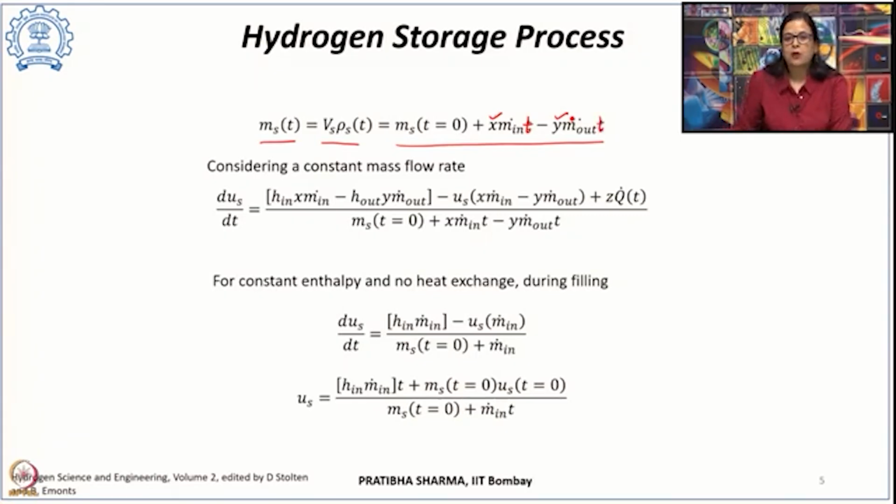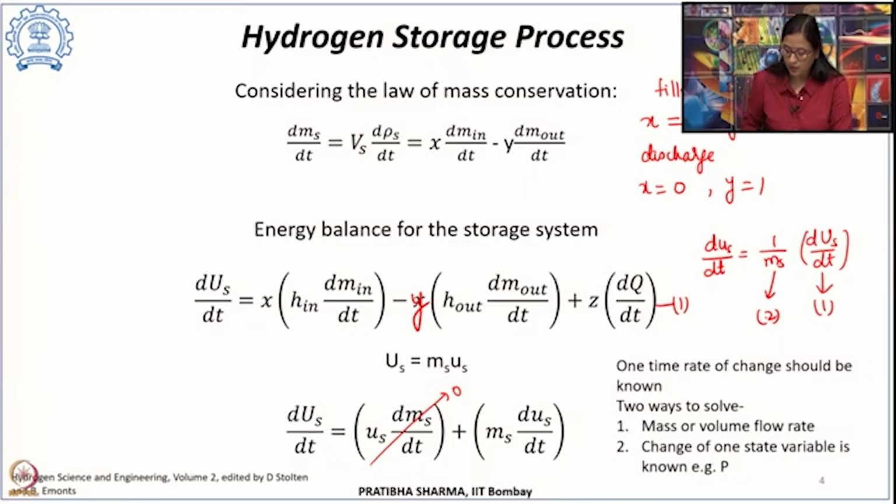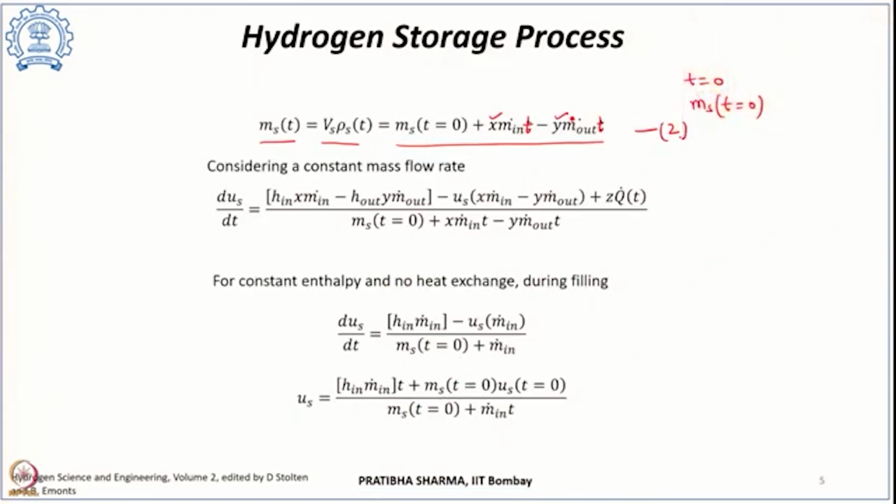Now if we consider a constant mass flow rate in the earlier equation, this term will turn out to be 0, and we can calculate the time rate of change of the specific internal energy as 1 upon ms times dUs upon dt. Now this dUs upon dt can be obtained from the first equation, and this ms can be obtained from equation number 2.